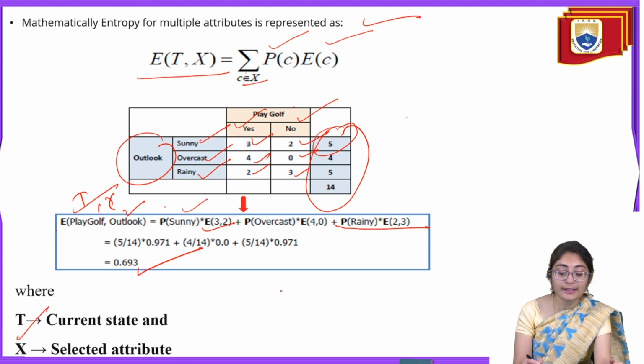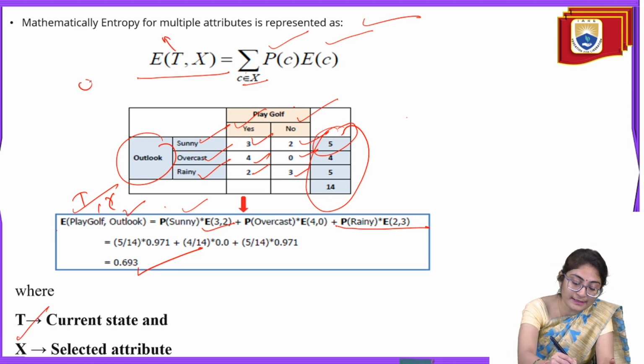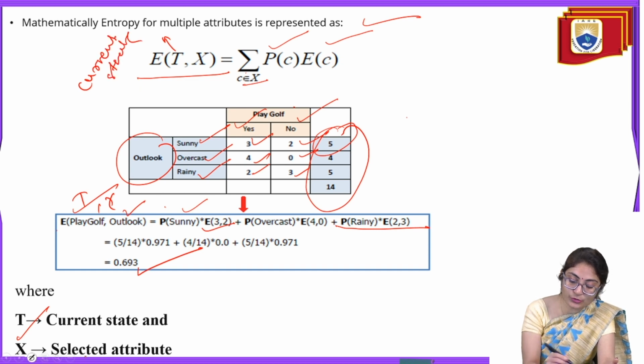Here T is your current state, T is showing your current state, and X is showing the selected attribute.